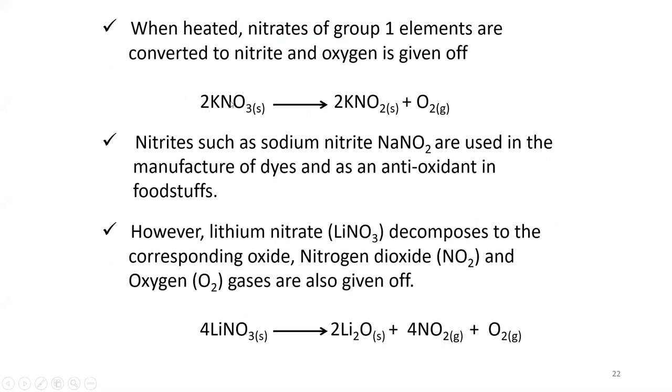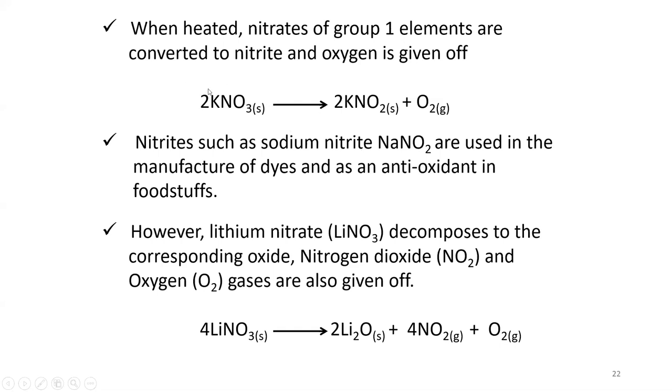Now, when you heat your nitrate, it gives you your nitrite with oxygen giving off. So heating your nitrate will give you your nitrite with elimination of oxygen gas. Sodium nitrite is used in manufacture of dyes and as an antioxidant in foodstuff. When you talk about an antioxidant, it makes the food not spoil easily.